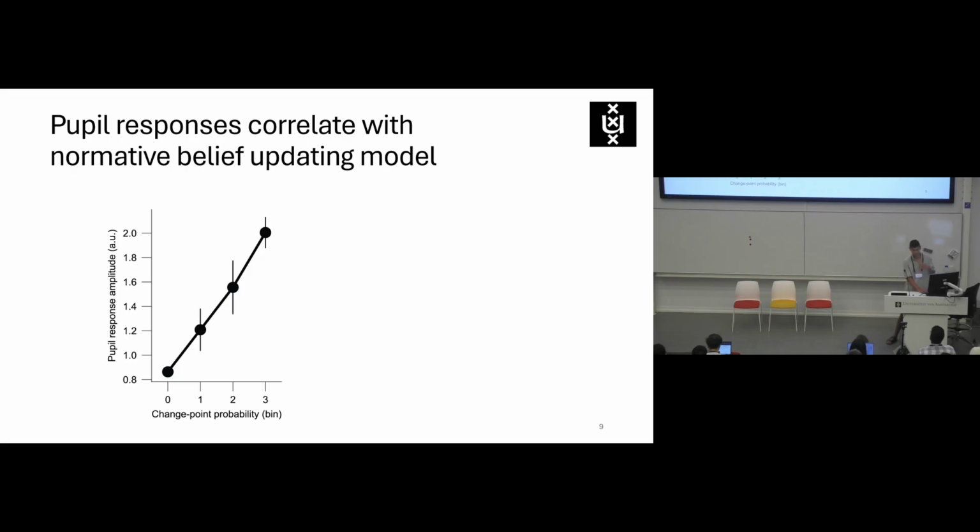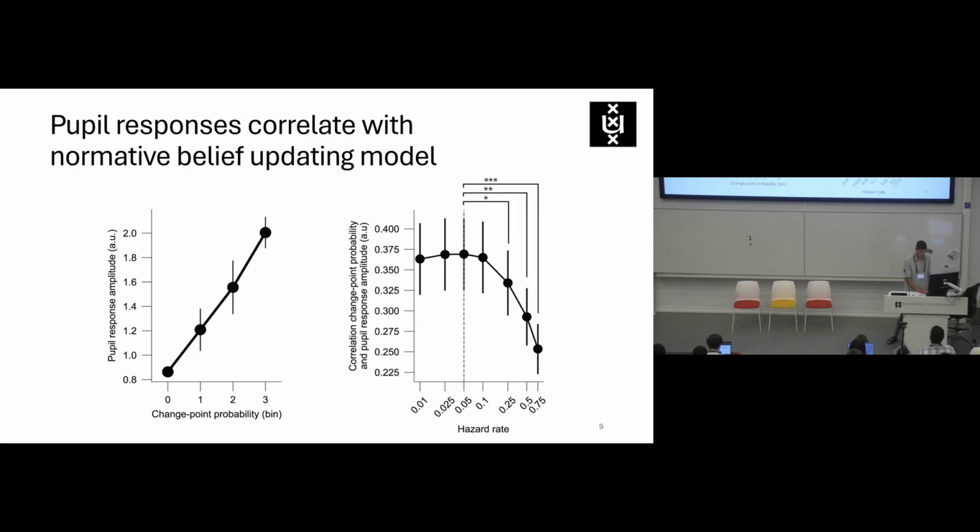And now repeating this for change point probability values coming from models using different hazard rates revealed that the best correlation is found for change point probabilities coming from models using smaller hazard rates, all around those 5%, which lets us conclude that our participants are implicitly establishing a pretty accurate estimation of the volatility of the incoming evidence, which is pretty cool, I think.